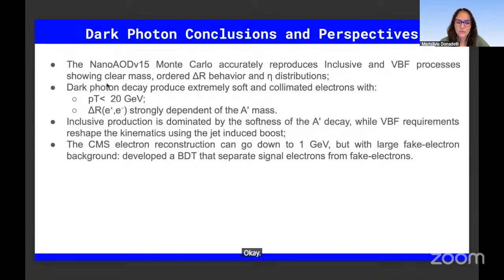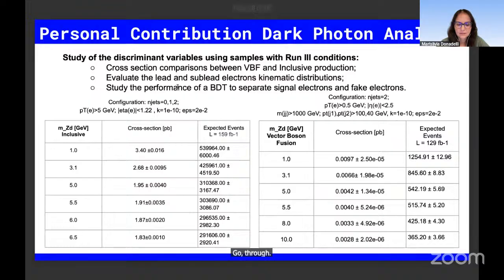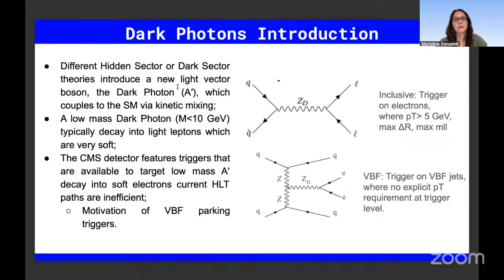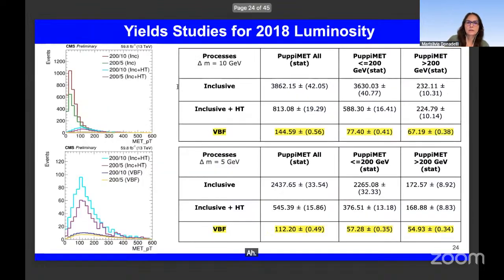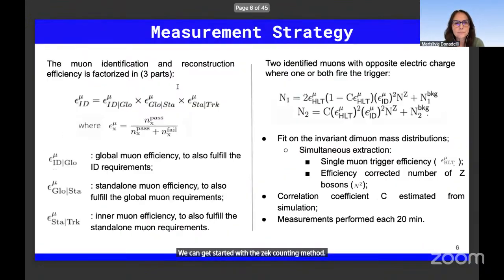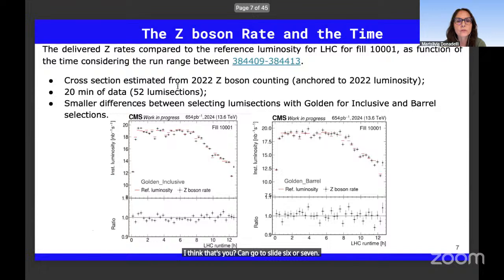Okay. So now, can you please go back to the beginning of your presentation? I think it's better if I go through the sequence of slides. We can get started with the Z counting method. Okay, you can go to slide 6 or 7. Okay, this one's okay. I think we can stop here.